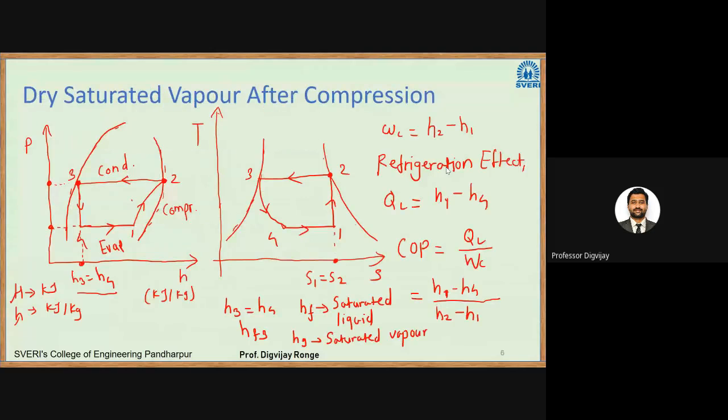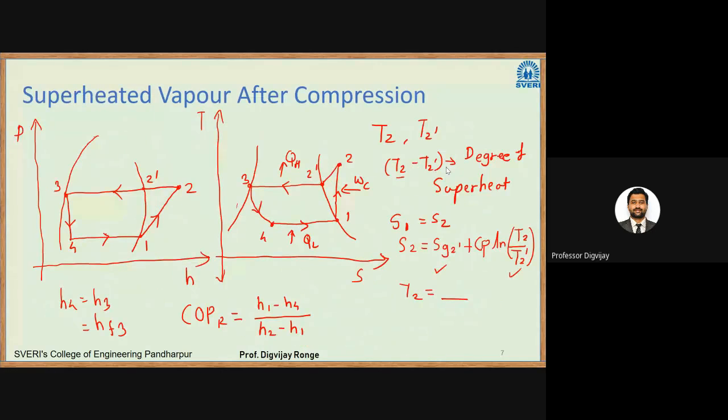So first was dry saturated vapor after compression. That means after compression, that is point 2, that should be dry saturated. That means it should lie on the saturated vapor curve. Then next was superheated vapor after compression. That means after compression, at point 2, that vapor should be superheated vapor. That means it should lie on the right of the saturated vapor curve.